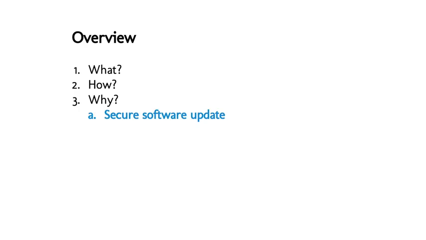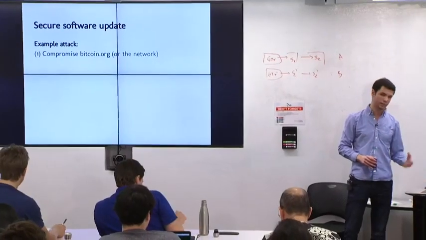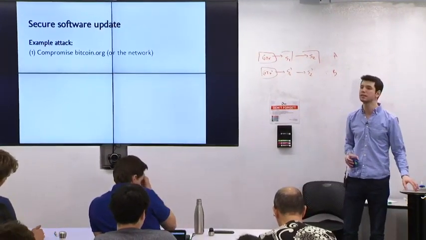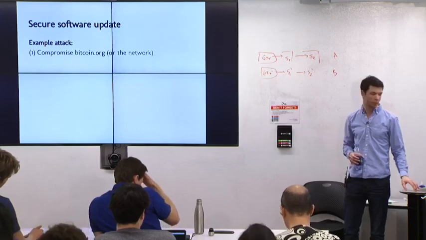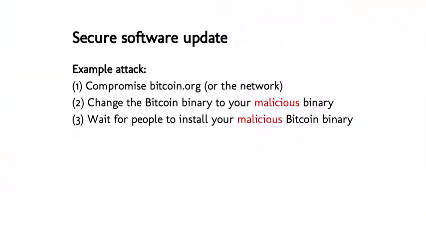OK, so let's talk about the why, since so far we've been talking abstractly about these statements, but what could these statements actually be? So let's look at a secure software update. So how do you do secure software update? An example attack on a software update scheme is that somebody compromises the bitcoin.org domain. And they change the Bitcoin binary to a malicious binary, and they wait for people to install that malicious binary. And then they steal their coins, they steal their data, they could execute arbitrary code.